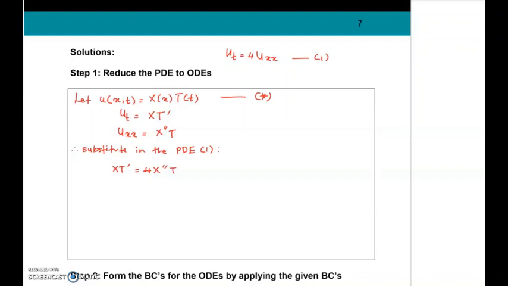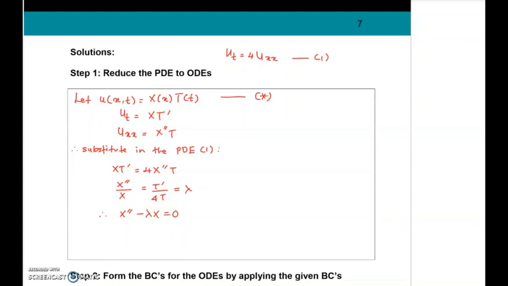Then separate the variables. We put X double prime on the top, over X, equals T prime over 4T. The left hand side is equivalent to the right hand side only when they are both constant, so we denote it as lambda. If we take X double prime over X equals lambda, then we have X double prime minus lambda X equal to 0.